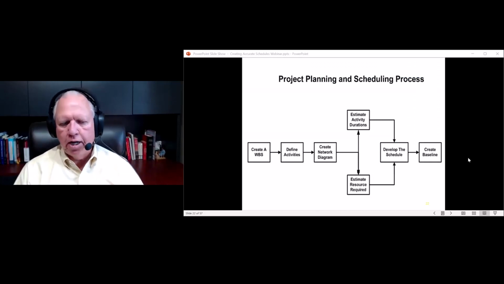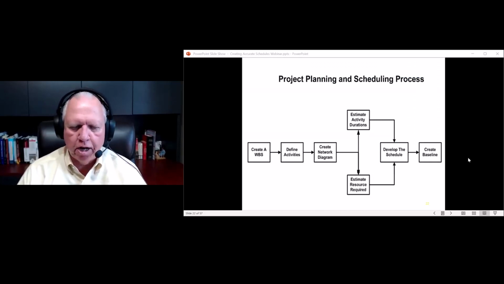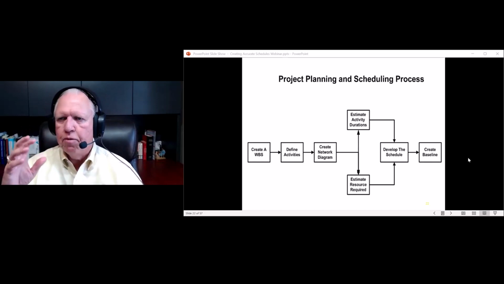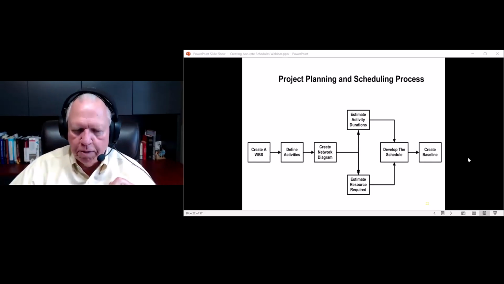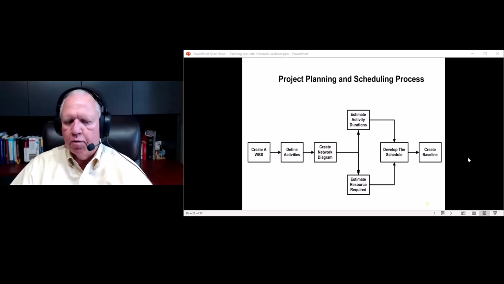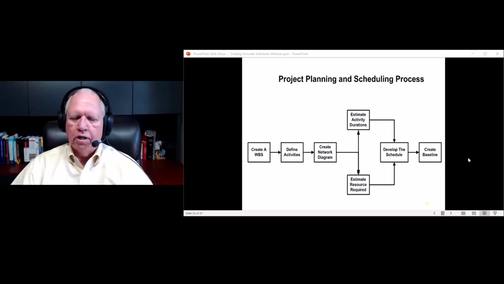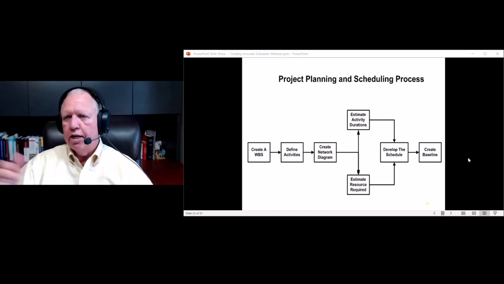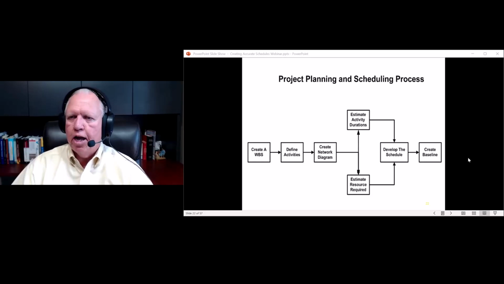So in project planning and scheduling, we'll kind of walk through the process. I started here with creating a WBS because that actually is the Project Management Institute mindset. You have the scope of work, you create a WBS, you define the activities, and create a network diagram. Then you start estimating the activity durations and also estimating the resources required to fulfill that. And of course, that all feeds into your schedule, which gives you a deadline at that time. And then eventually you're going to baseline this schedule if you're running traditional, and measure against that schedule.